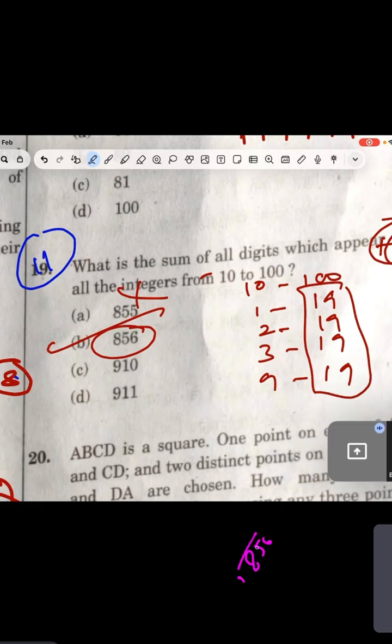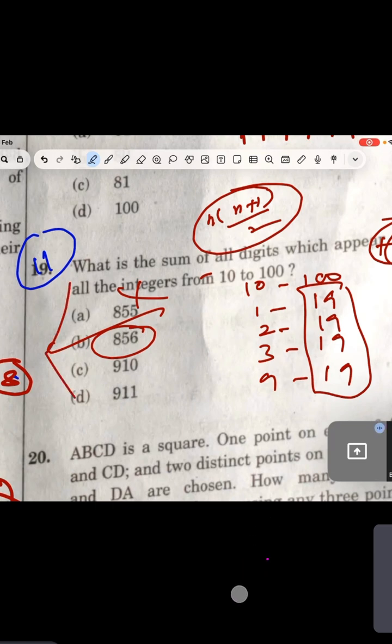Guys, this is the easiest method. Otherwise, there's a formula as well, but that will take time to find the answer. So guys, this is the easiest method to solve this question.